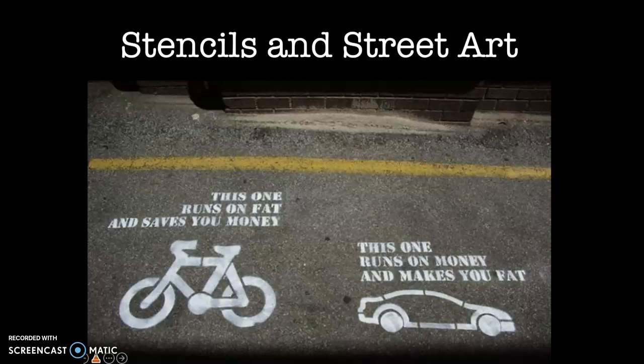So we have a bicycle and a car. This one runs on fat and saves you money. This one runs on money and makes you fat. Real quick though, notice here all the little breaks in between all the lines. Those are important. You'll see those later.